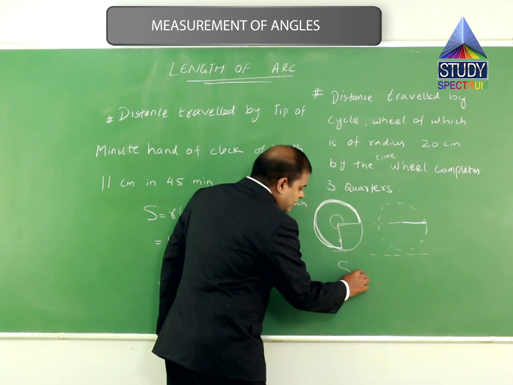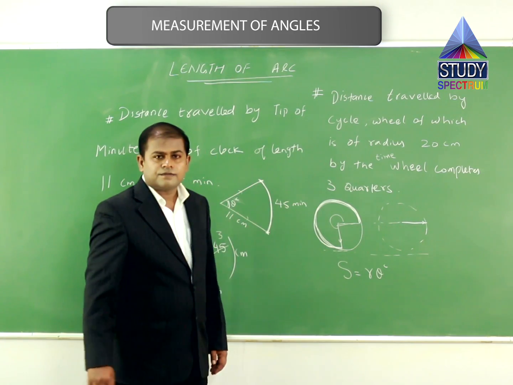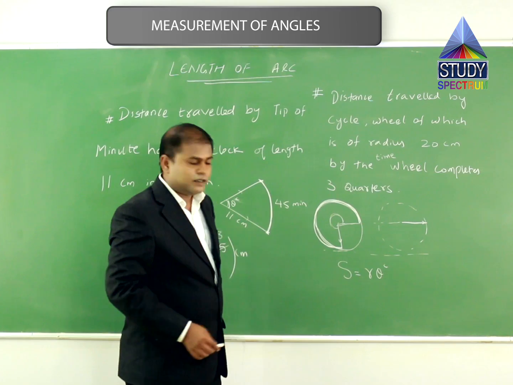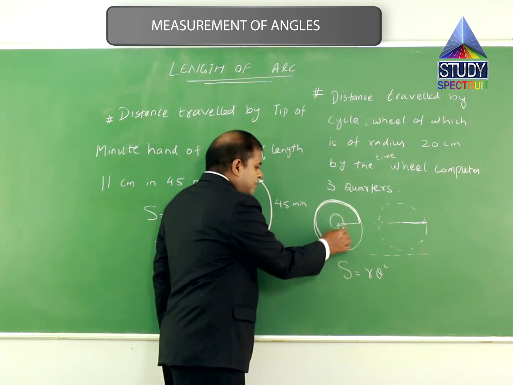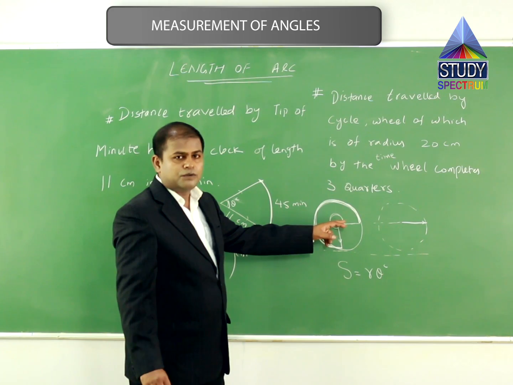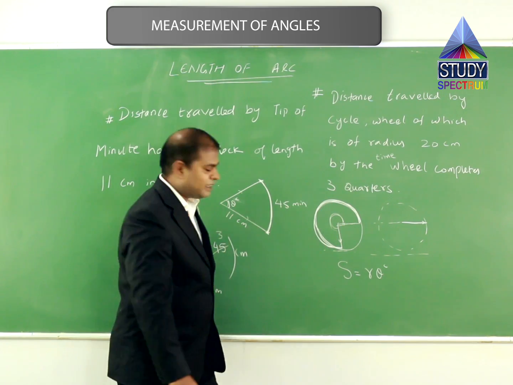So length of arc once again is measured as r into theta in radians. Radius of this wheel is known, and that is 20 centimeter. Now the question is, what is this angle? 3 quarters. 1 quarter is pi by 2 radians. So 3/4 is what? 3 pi by 2 radians.